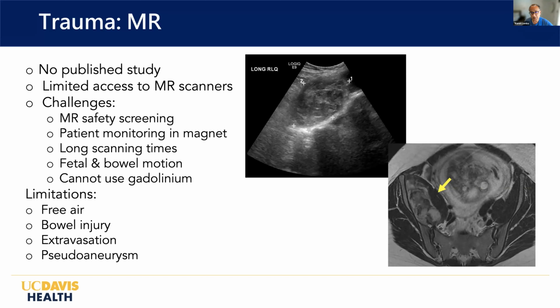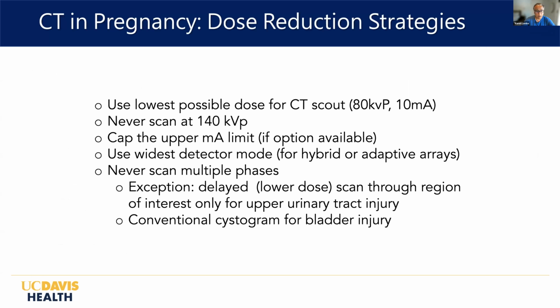Although here's an example of a pregnant patient where right lower quadrant ultrasound showed a complex heterogeneous collection, and subsequent MR showed this is a large hematoma in the iliacus muscle. I'm not going to get too much into this because Dr. Caldera is going to blow this out of the park.